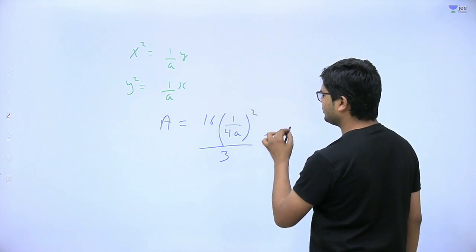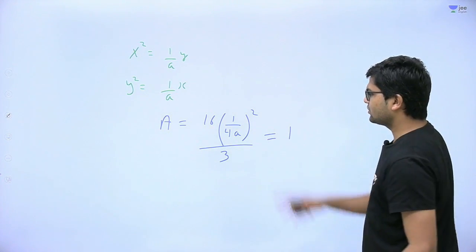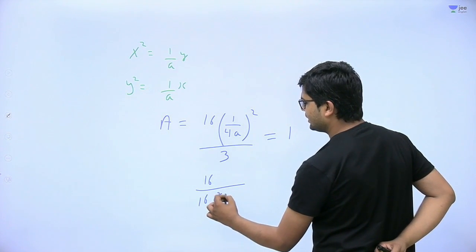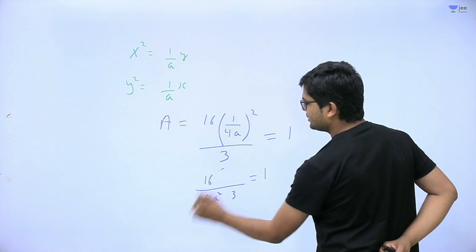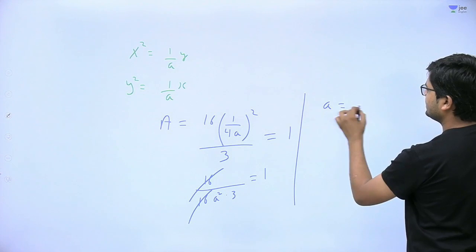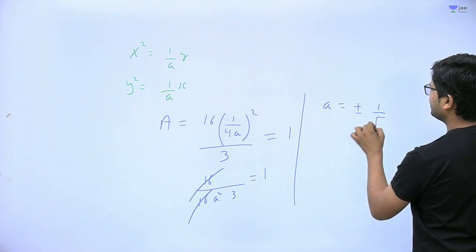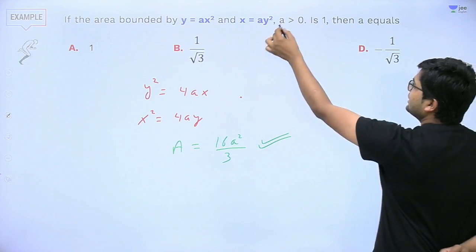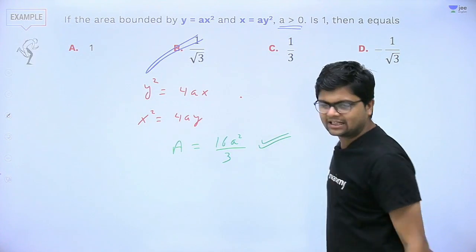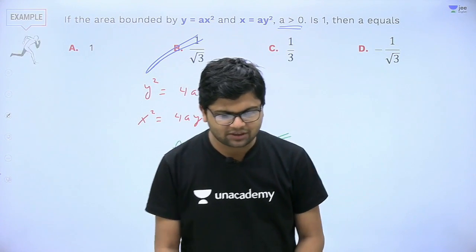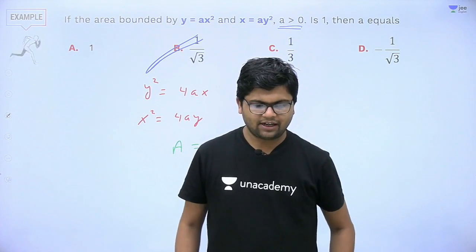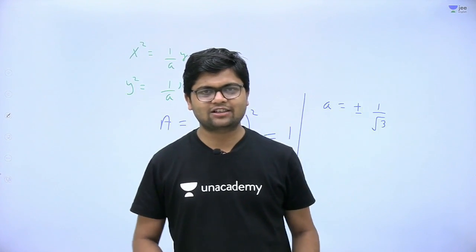This area is given to me as 1. So just solve the square. It will be 16 upon 16a square into 3 is equal to 1. 16 cancels, a square is 1 by 3. From here I can easily say that a is equal to plus minus 1 by root 3. But since a is given to me as positive, only the positive value will be accepted and the negative value will be rejected. Getting my point? Very good, students, very good. So let's start with the next question.